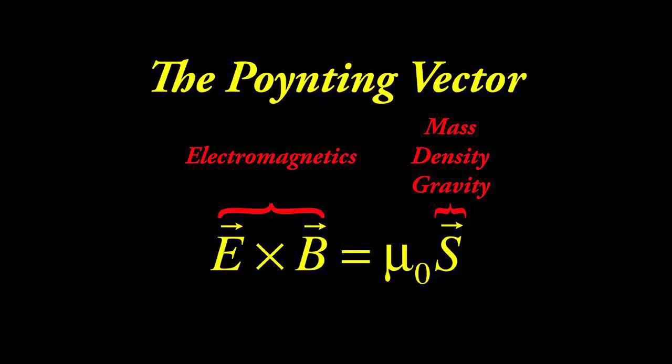Again, on the left side of the equation, you have concepts like energy and electromagnetism. On the right side of the equation, you have concepts like energy, mass, gravity, and density. This is a big deal, a very big deal. Let me repeat, by itself, the Poynting vector is not a grand unification theory. However, it is a unifying equation.